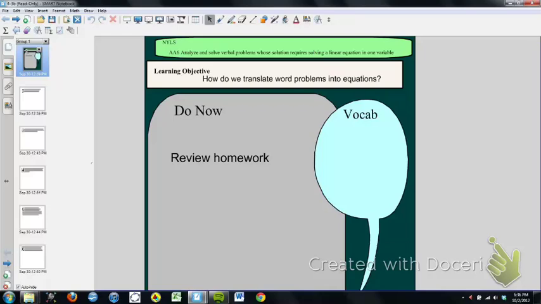Okay, today we're going to talk about how we translate word problems into equations. And we're using the standard AA6, which is analyze and solve verbal problems whose solutions require a linear equation in one variable.